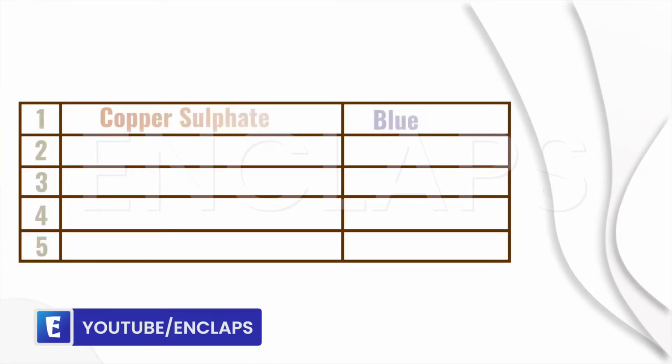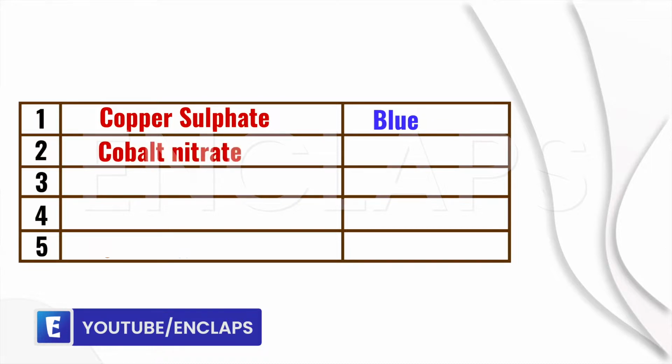Now, when we explain the properties of the D block elements, we said that the ions and compounds of the D block elements are generally colored, right? So, can we show some examples for this? Here, the first compound is copper sulfate. It is blue in color. The second compound is cobalt nitrate. It is light pink in color.